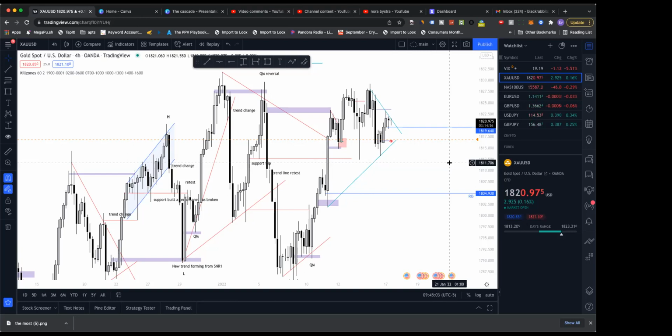For the timing, I think you need to add it to the Pine editor on TradingView. I hope you all understand how to do that. There's a Pine editor right there at the bottom, next to text notes.